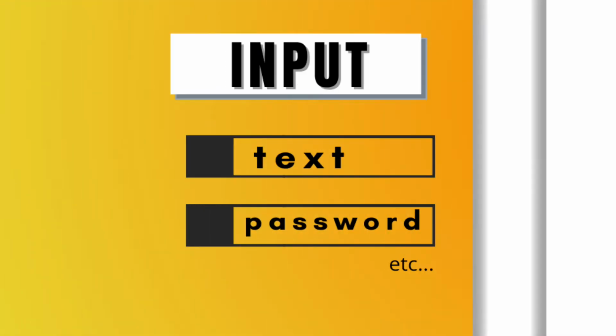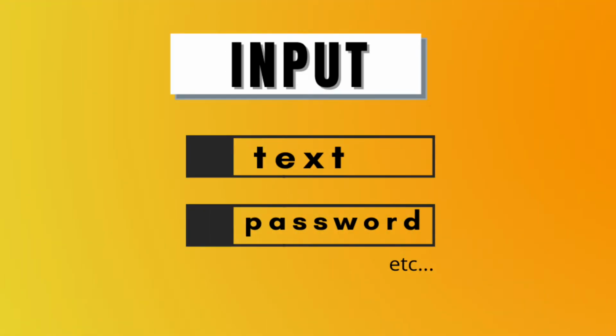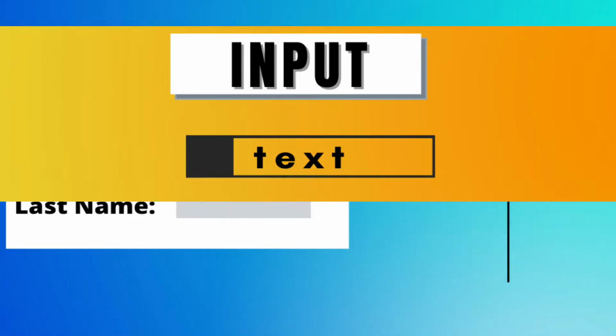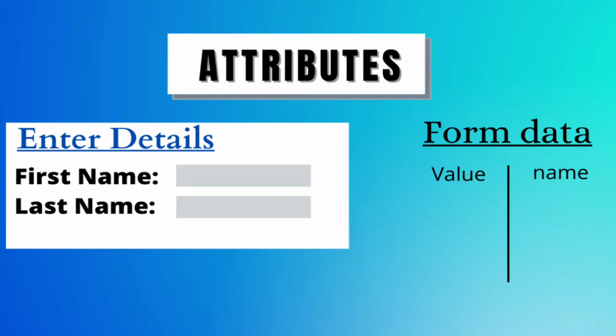The main element in this form is the input element, which means we will be giving the input, right? So for that we will use the input element. We have types like text, password, etc. We'll be looking at that in action. The other attribute is name.